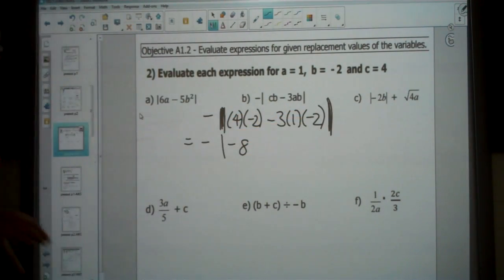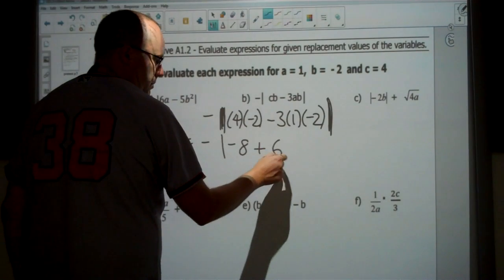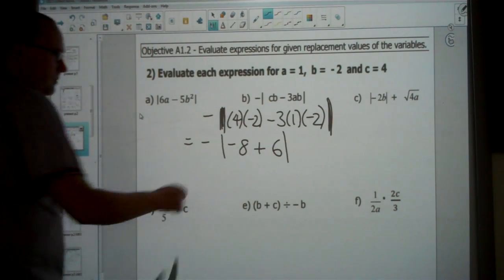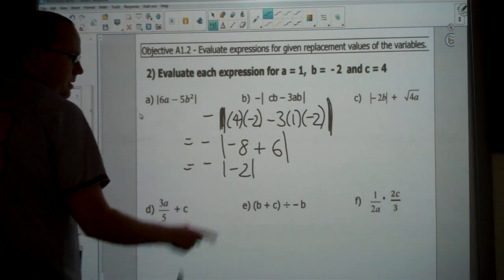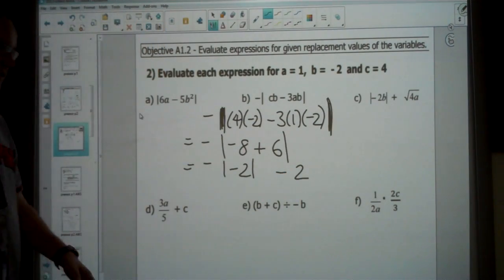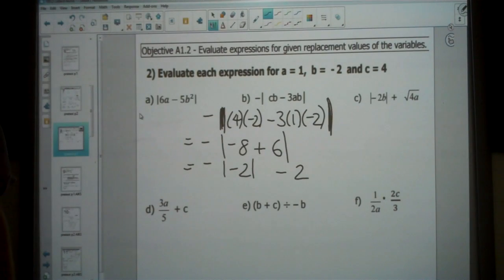On this one here, I'm actually going to do negative 3 times 1 times negative 2, which is positive 6. And that will actually save me a step in this question. Negative 8 plus 6 is negative 2. The absolute value of negative 2 becomes positive 2. So my answer is negative 2, because there's a negative in front of the absolute value.